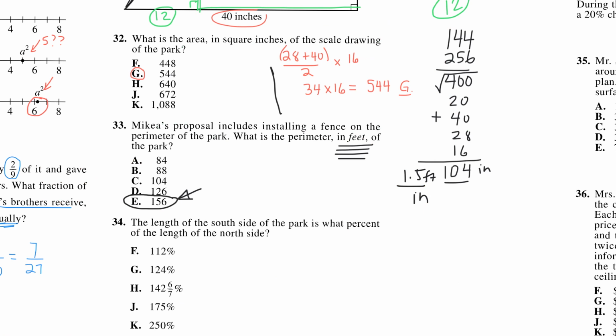Okay, so number 34, the length of the south side of the park is what percent of the length of the north side? Well, 40 out of 28 times 100 to change to a percent. This is going to give you 142 and point something percent. So 142 and 6/7 was the correct answer. That's the answer for number 34.